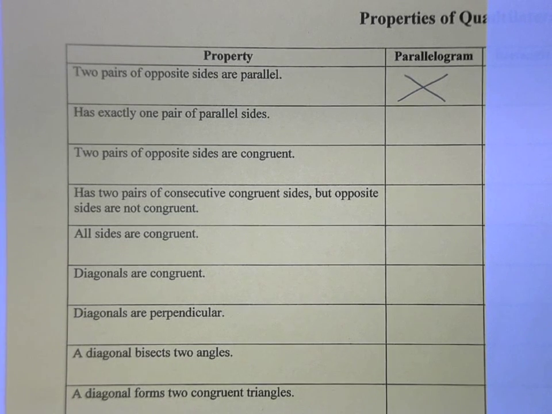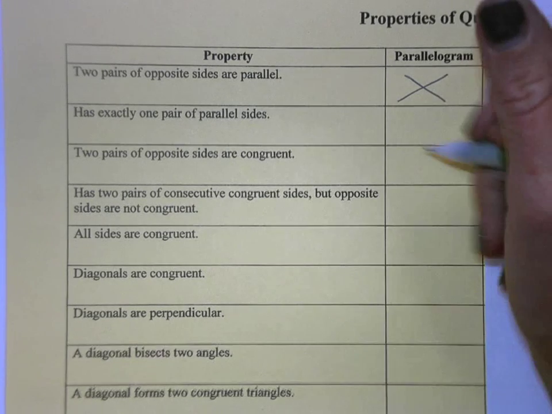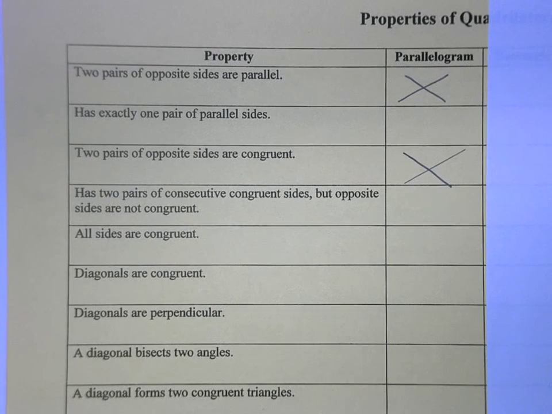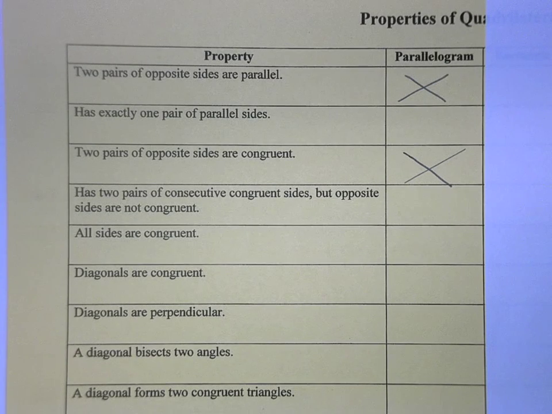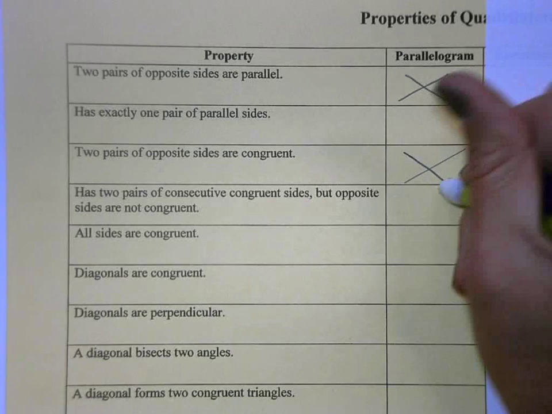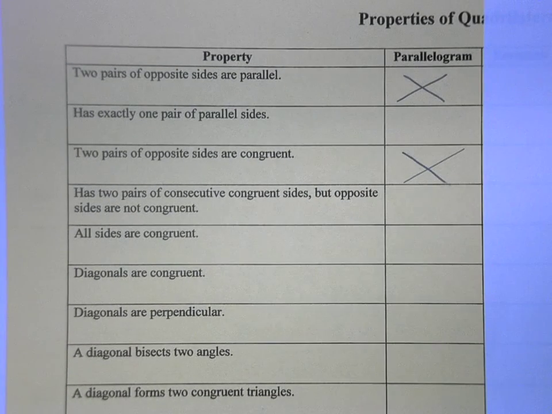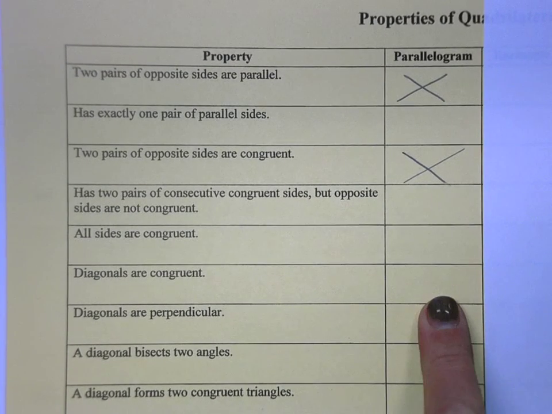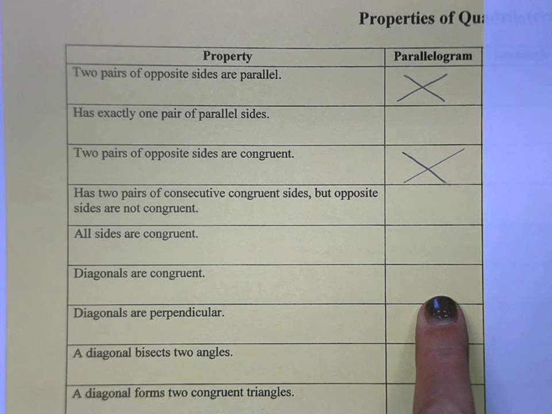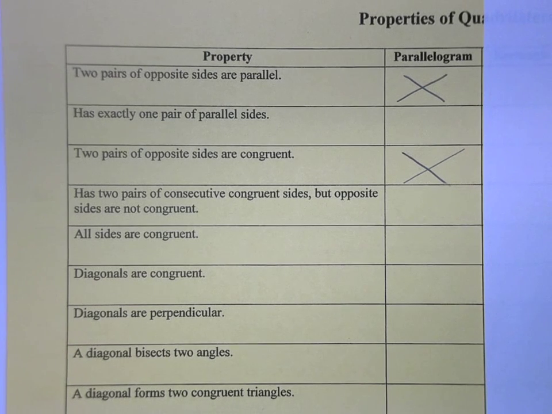Okay. Does it have two pairs of opposite sides congruent? Yes, that is true. Has two pairs of consecutive congruent sides, but opposite sides are not congruent. Is that true? No, that is false. Are all sides congruent? Do all sides have the same value? No. Are the diagonals congruent? No. We talked about how the diagonals bisect each other, but we never said they're congruent. Remember how we did one slash mark on one of the sides and two on the other? We don't know that the actual diagonals are congruent.